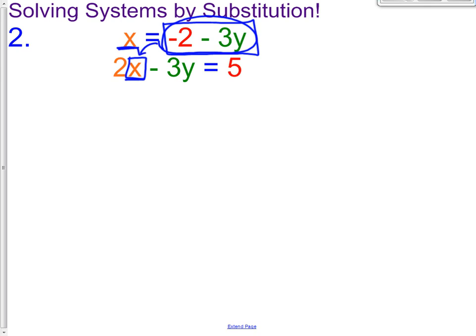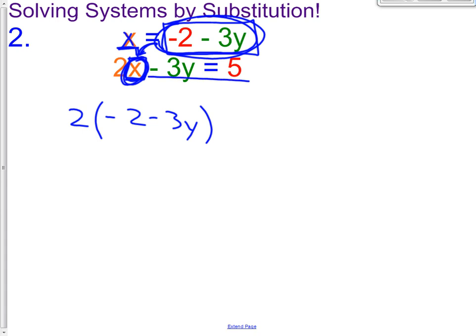So when you have a variable by itself, substitution is a very good method to solve a system of equations. We're now putting this into there. So it's 2 times x. And what does x equal? Well, it equals a negative 2 minus 3y. That's what x equals. So that goes in for this part right here.